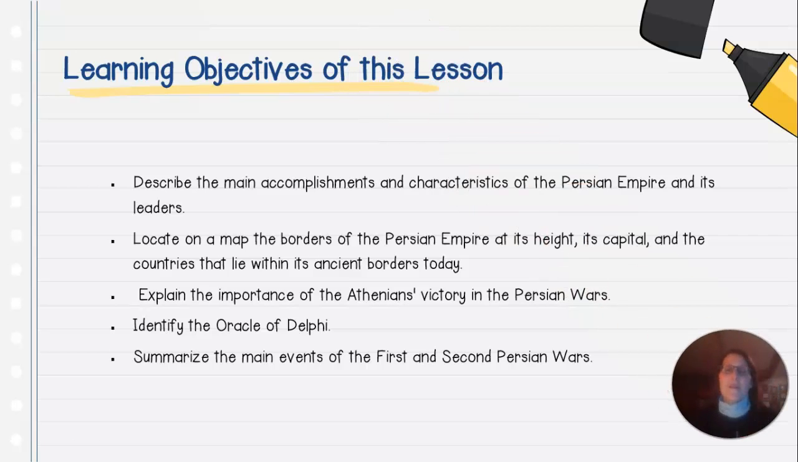So the learning objectives of this lesson: describe the main accomplishments and characteristics of the Persian Empire and its leaders. Locate on a map the borders of the Persian Empire at its height, its capital, and the countries that lie within its ancient borders today. Explain the importance of Athenians' victory in the Persian Wars, identify the Oracle of Delphi, and summarize the main points of the First and Second Persian Wars.